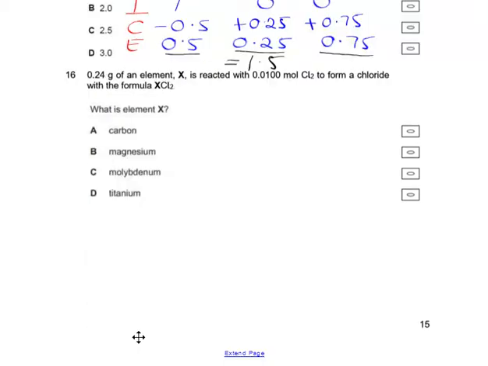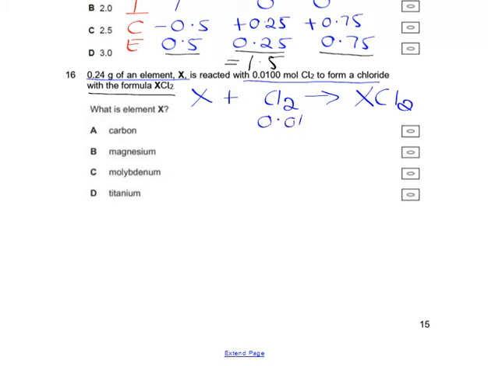So question 16, another calculation. It's told you that you've got a formula here of XCl2. And it also says that 0.24 grams of X is reacted with 0.01 moles of your chlorine to form a chloride. So you've got X plus your Cl2 to form some sort of chloride. And therefore you know that if you've got 0.01 as it says of your chlorine, you'll need 0.01 of your X. Okay, you therefore know that as well.